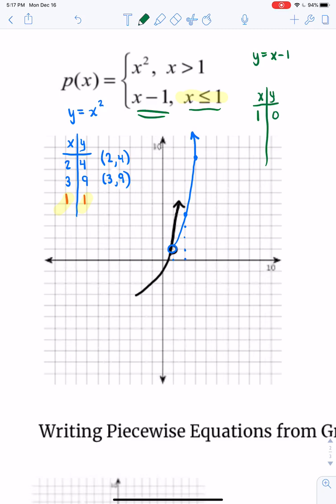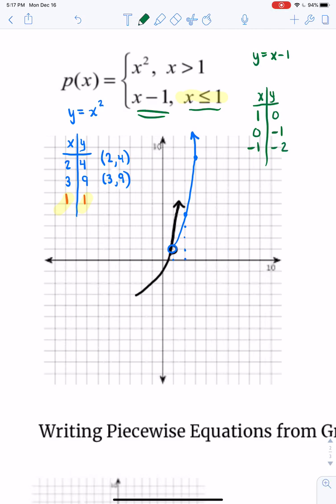So let's go to another value that's acceptable, something that's less than or equal to 1. So what's less than 1? 0. So 0 minus 1 is negative 1. Let's do one more point. Another number that's less than would be negative 1. So negative 1 minus 1 is negative 2. So now we can plot those points.